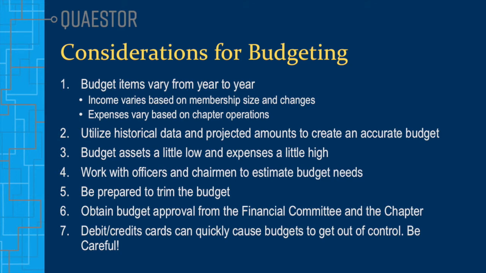It has become common practice in some chapters for the Quaestor to allow other members to take a debit or credit card tied to the chapter account to use for purchases. You will want to make sure that all debit or credit card purchases have been cleared with you prior to their execution, and that receipts for those purchases are delivered to you, and that you only reimburse the approved expenses.